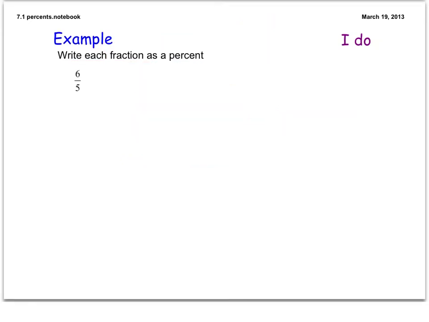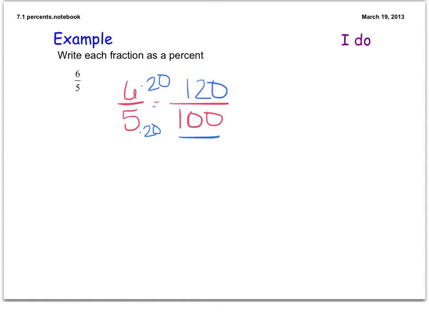Okay, here's another one that I will do. We have 6/5 equals something over 100. Now what can I multiply by 5 to get to 100? Well, if I multiply the top and bottom by 20, I get 5 times 20 is 100, and 6 times 20 is 120. Now I have 120 over 100, so I can rewrite that as a percent as 120%.